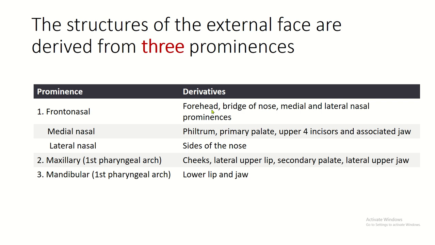Frontonasal prominence forms forehead, bridge of the nose, and the lower part of the frontonasal prominence created another prominence, two medial nasal prominence and two lateral nasal prominence. There are two maxillary prominence in each side and two mandibular prominence in each side.